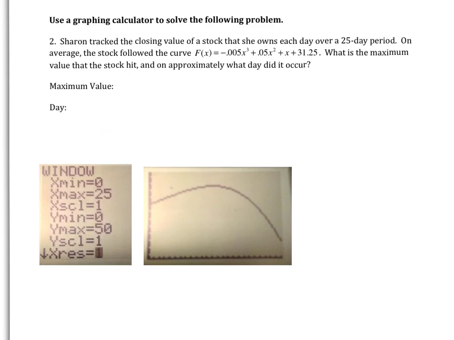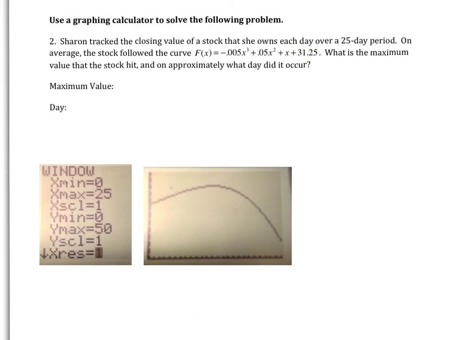For problem 2, we want to put the function into our graphing calculator. However, we want to be careful about how we set our window, because the stock is being tracked over a 25-day period, and x represents the days. We want to set our x minimum to 0, since we're going to start on day 0, and our x maximum at 25. And then I played around with the y min and the max a little bit, and I set the y max at 50, and for sure we want to set our y max above 31.25 because that is our y-intercept. So I kind of just played around with it and got it to be 50.